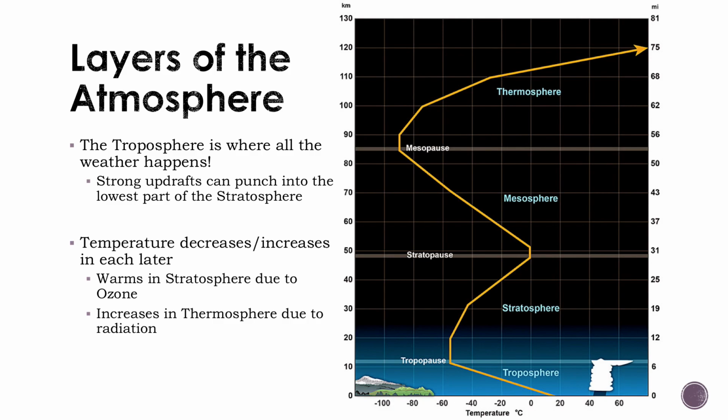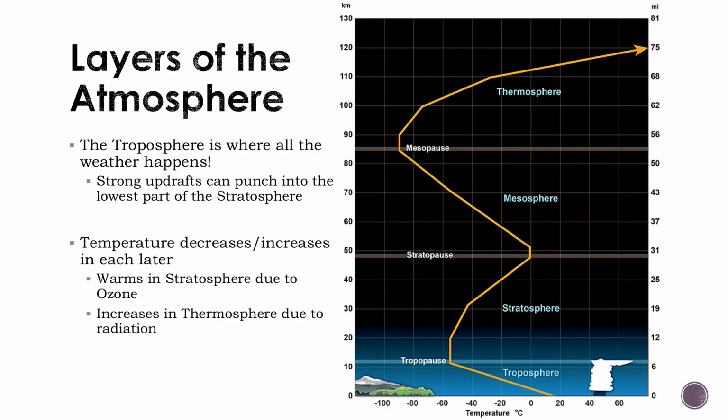The gold line there that you see on the graphic is the temperature trace. So temperature either decreases or increases with height, depending on which layer of the atmosphere that you're in. So in the troposphere, it decreases with height. It warms in the stratosphere, the next layer up, due to ozone. So ozone is one of the components of the atmosphere, and it absorbs heat. And so the stratosphere warms with height.